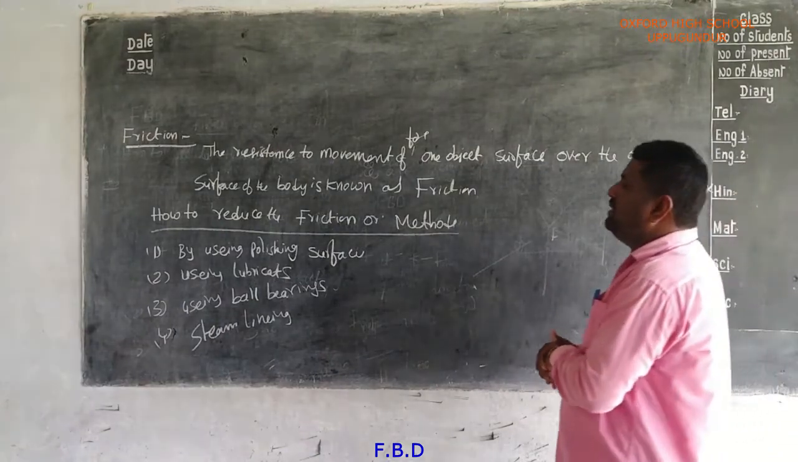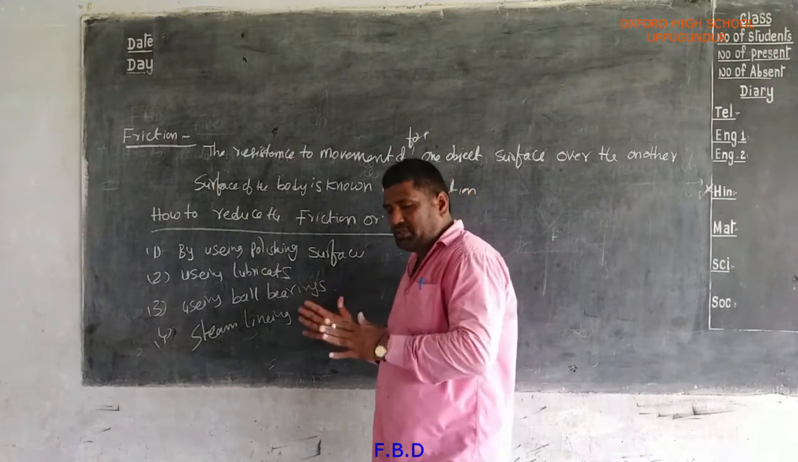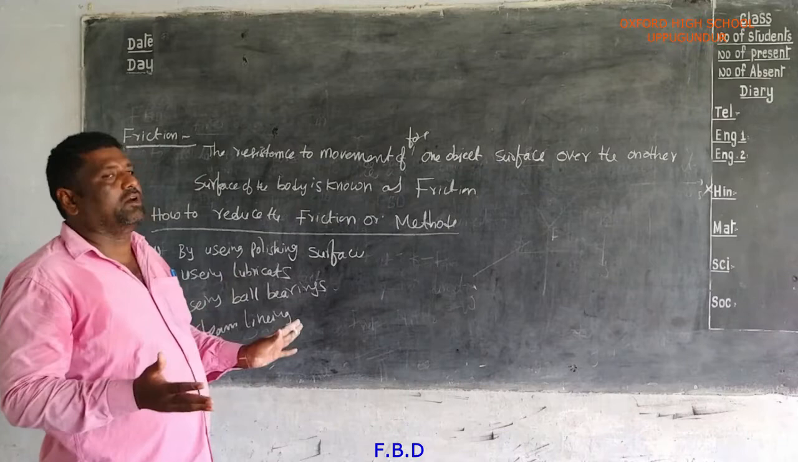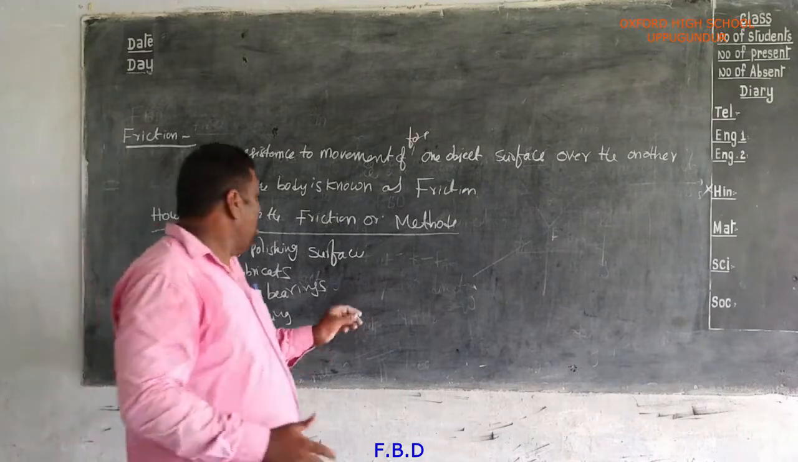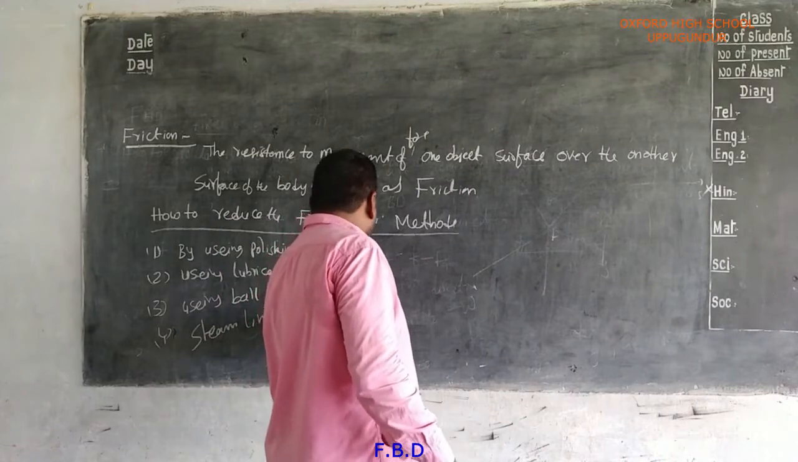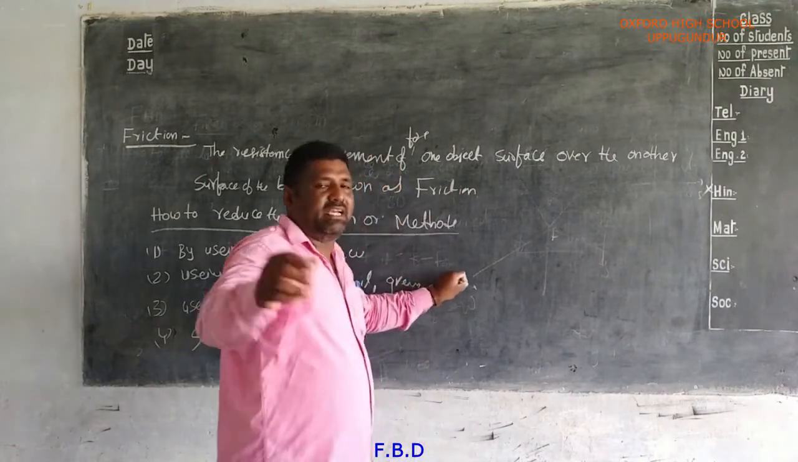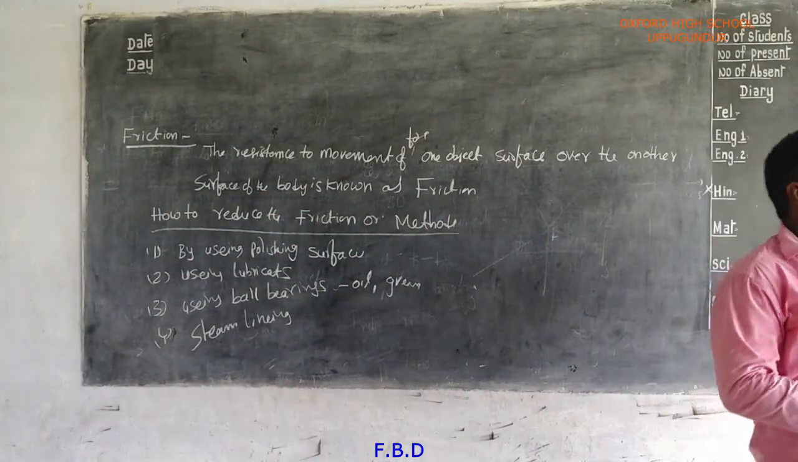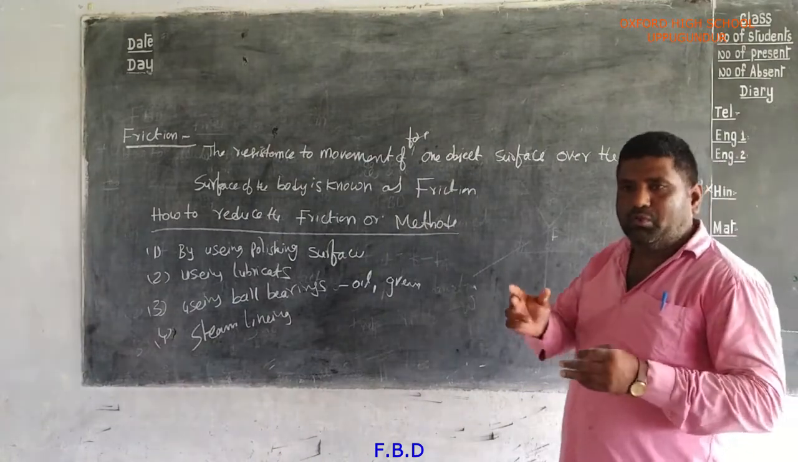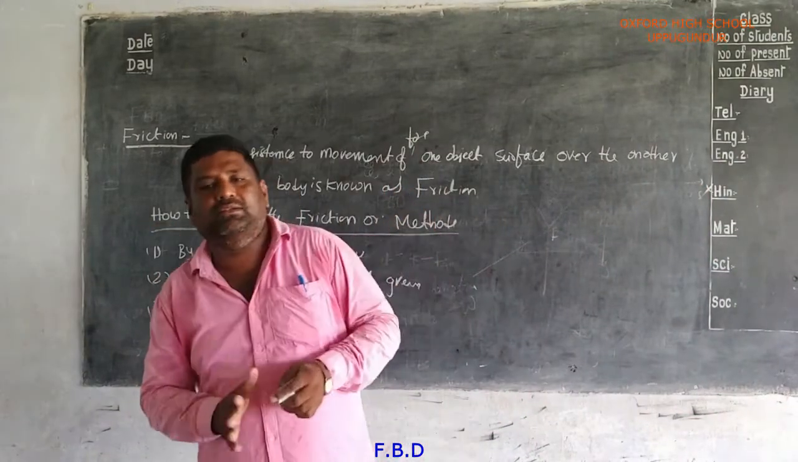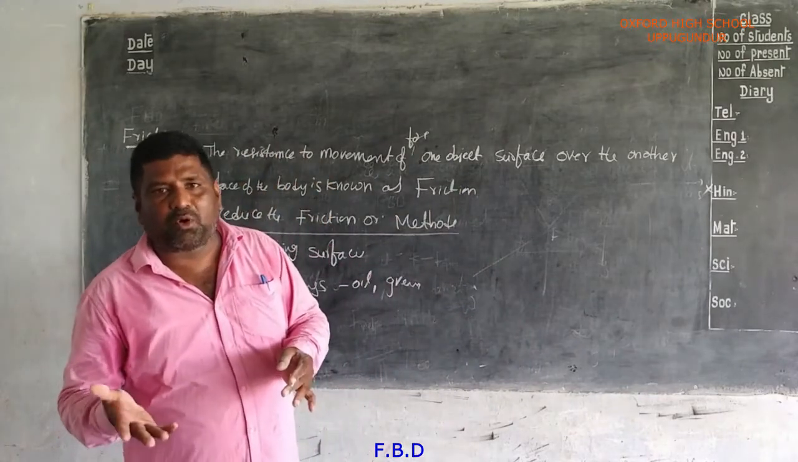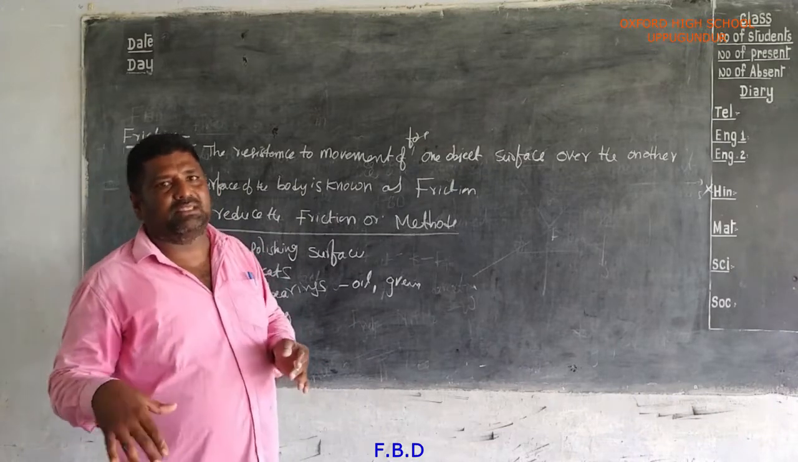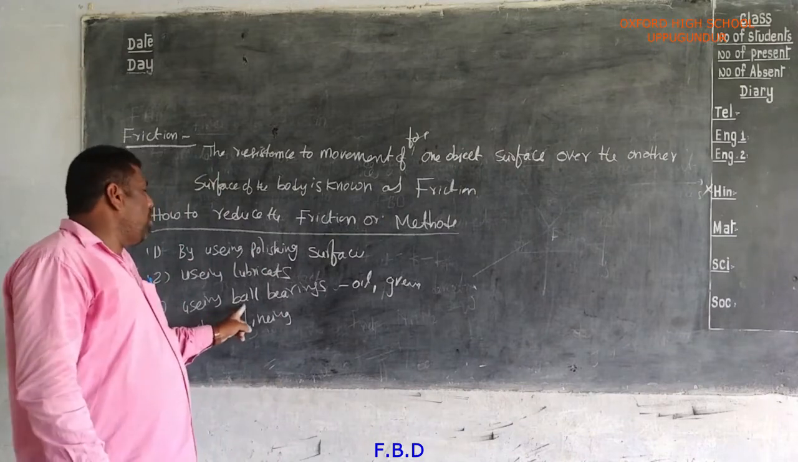First of all, we reduce the friction by using polished surfaces. Next, using lubricants. For example, in our machinery parts we use oil, grease, etc. Also, when playing carrom, the coins move easily from one place to another by spreading powder. Whenever we spread powder on the carrom board, the strikers move easily. Next, using ball bearings.